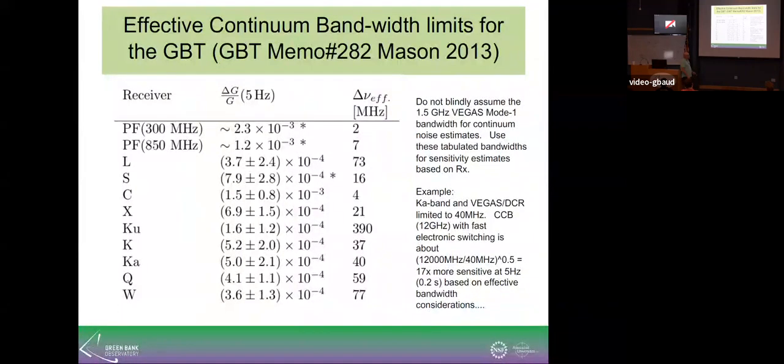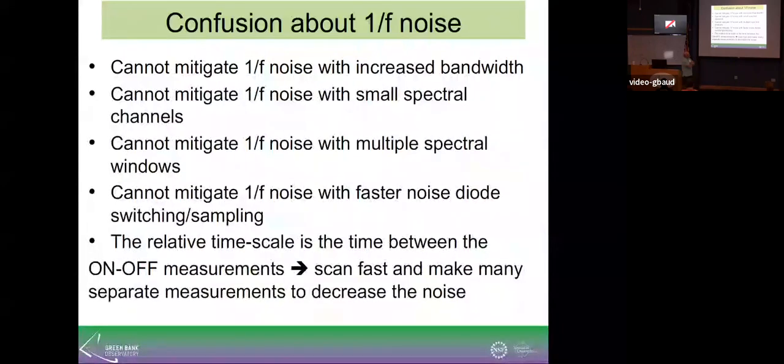And this is completely different from interferometers. With interferometers, you keep winning by using more bandwidth. They don't run into this 1/f noise. So there is confusion about 1/f noise. It gets people who put in proposals, as well as our staff and astronomers in general, because most astronomers these days have more experience with interferometers than with single dishes, I think it's fair to say. So we cannot mitigate the 1/f noise with increased bandwidth. I've been saying that, and some people are confused.